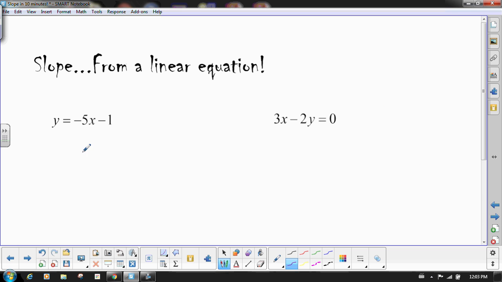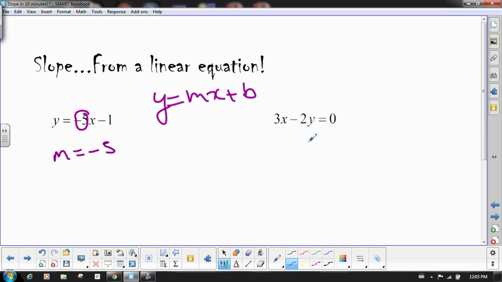From a linear equation, so in the form y equals mx plus b, the coefficient in front of x is going to represent the slope. So for this example, slope is equal to -5.